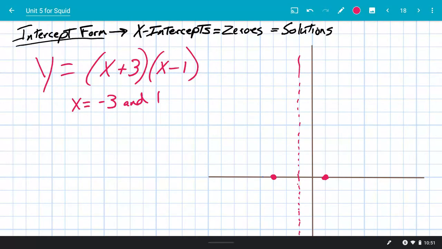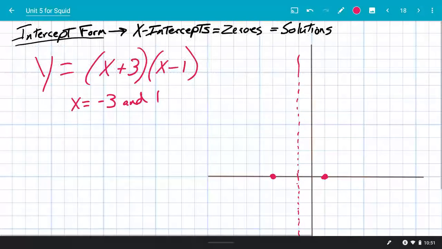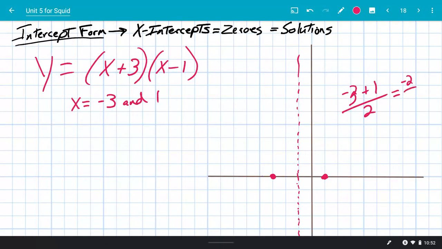Now, just a quick reminder that I could have also just taken those values, like -3 and 1, added them together and divided by 2, or found the average between those two, right? So -3 plus 1 is -2. -2 divided by 2 is -1. Guess what my axis of symmetry was at? X equals -1. Or it told me the x value of my vertex.